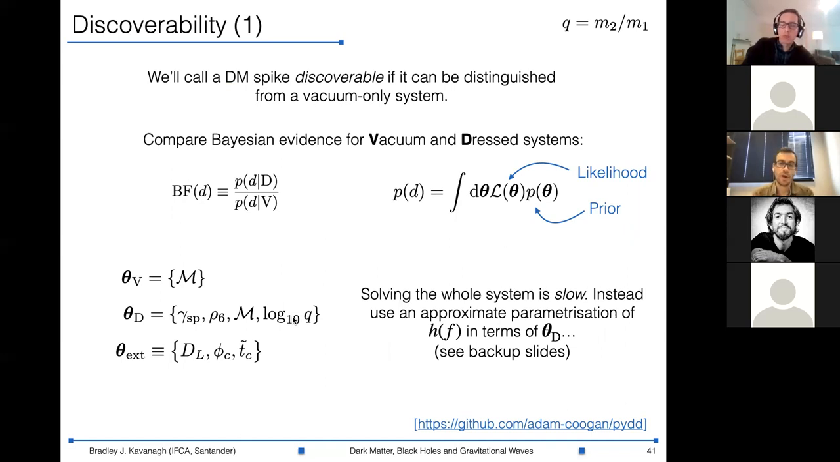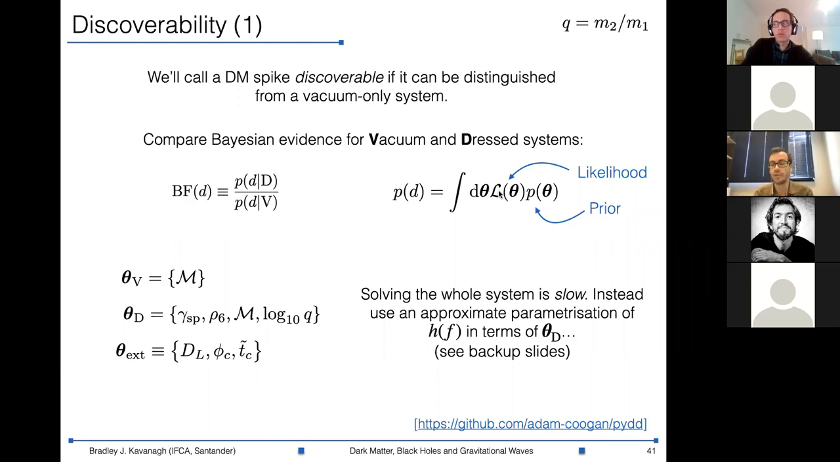Okay, and so there are also some extrinsic parameters to do with the distance to the source and the phase and time of coalescence, but it turns out you can do some tricks to push those to one side, so we won't worry too much about those. And so what we do for each of these two possible models is we have some observation, and we calculate the Bayesian evidence.